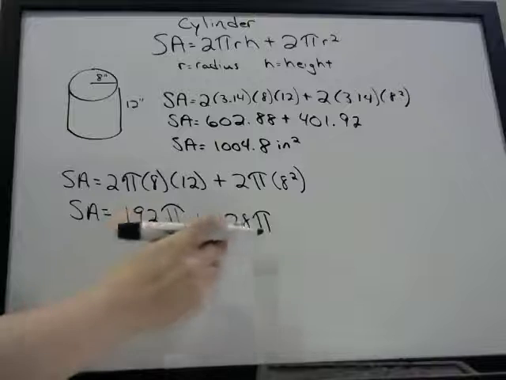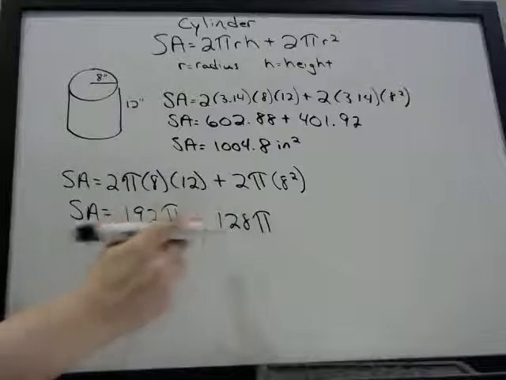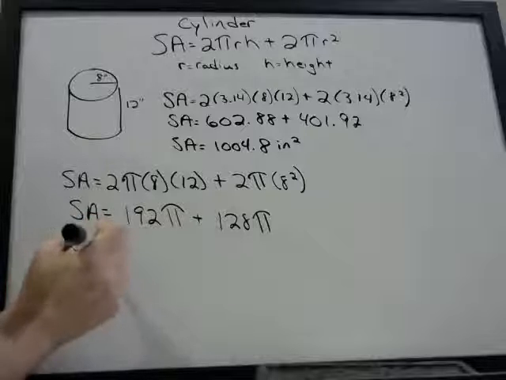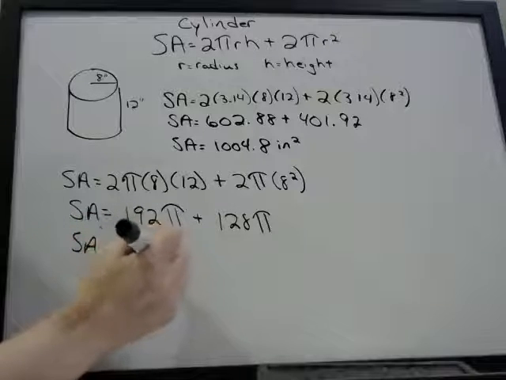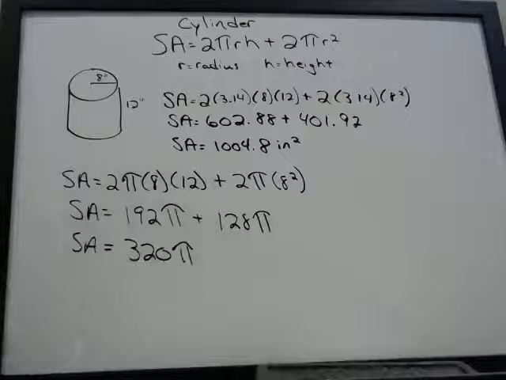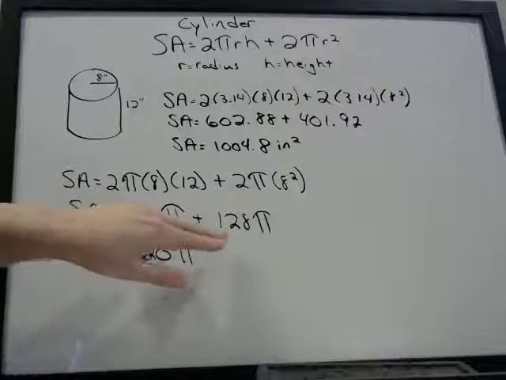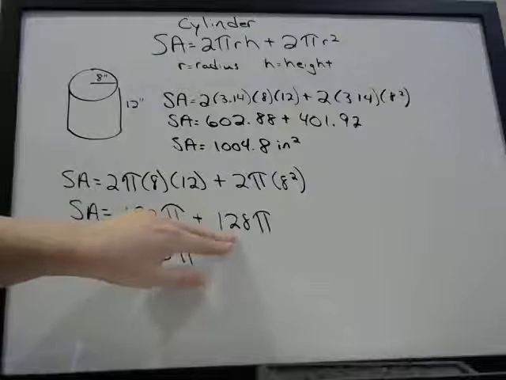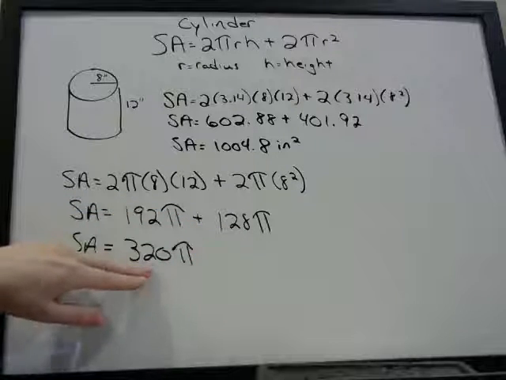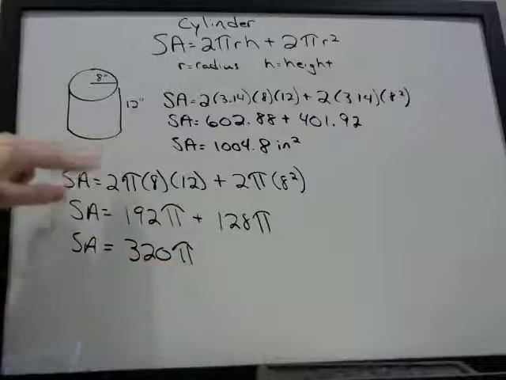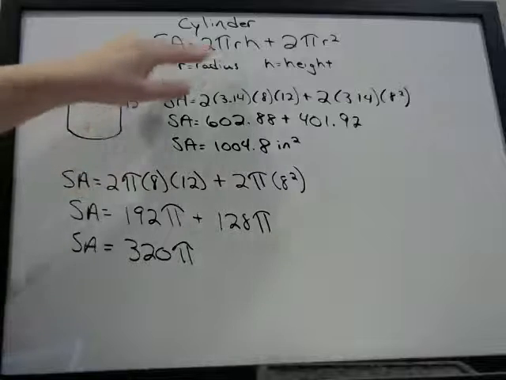So all you do is add the two numbers together. 192 plus 128, and you're going to get 320 pi. You can almost think of it as physical pies. If I told you you have 192 pies and you're going to add 128 pies, how many do you have? Well, you have 320 pies. So that is the answer to this question when we leave it in terms of pi.